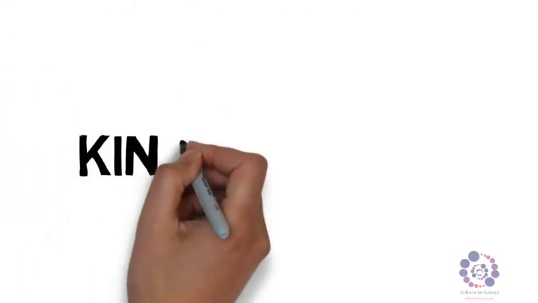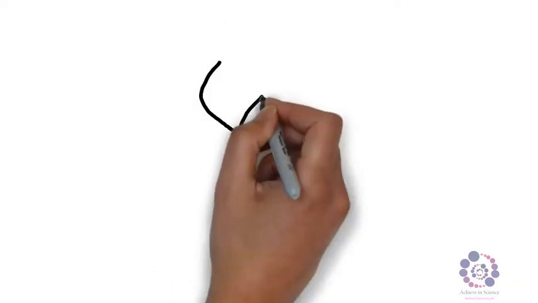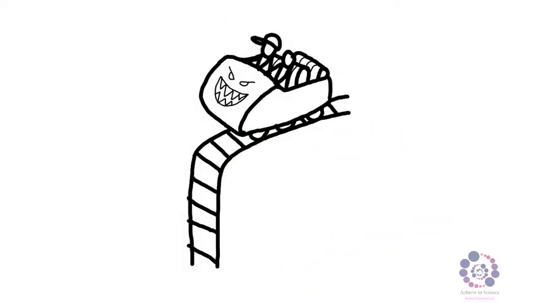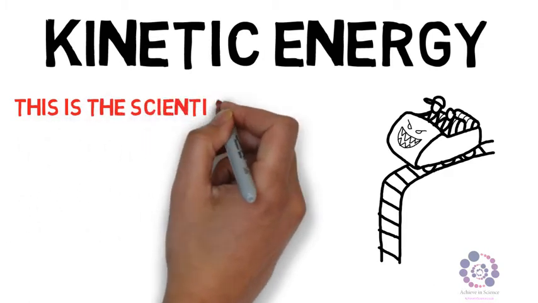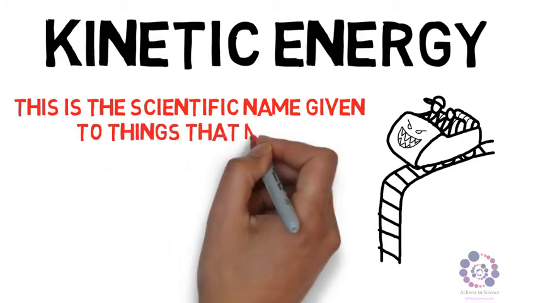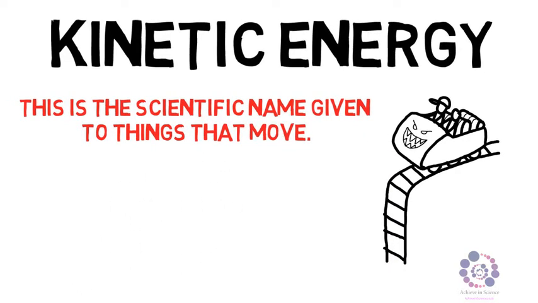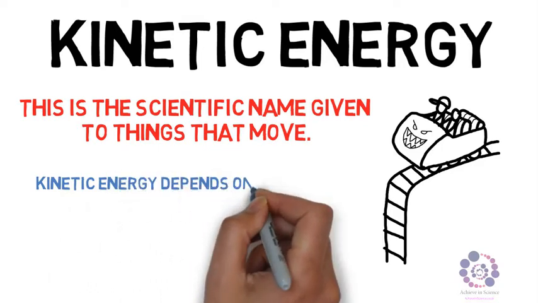Now let's look at kinetic energy. Simply movement energy, but let's use the correct term of kinetic energy. This is the scientific name given to things that move. Things that affect kinetic energy are the mass of the object and the speed at which the object is travelling.